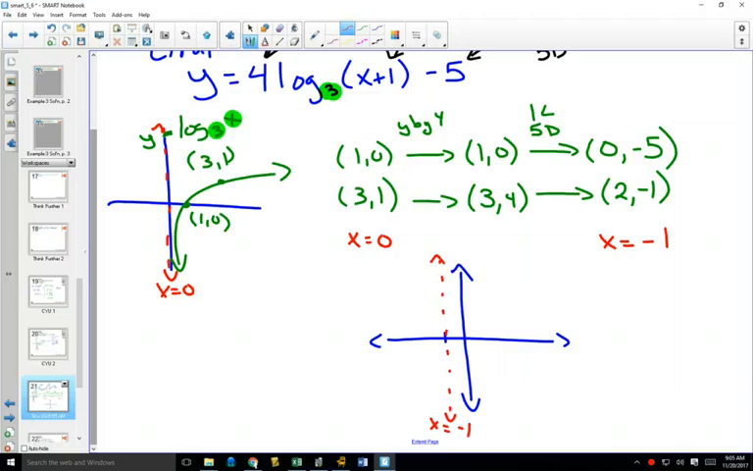X equals -1 is our asymptote. We've got the points 2, -1 and 0, -5. When we go to sketch this, there's our final graph. Does it look like it's been stretched vertically, moved 1 to the left and 5 down? It appears to be.